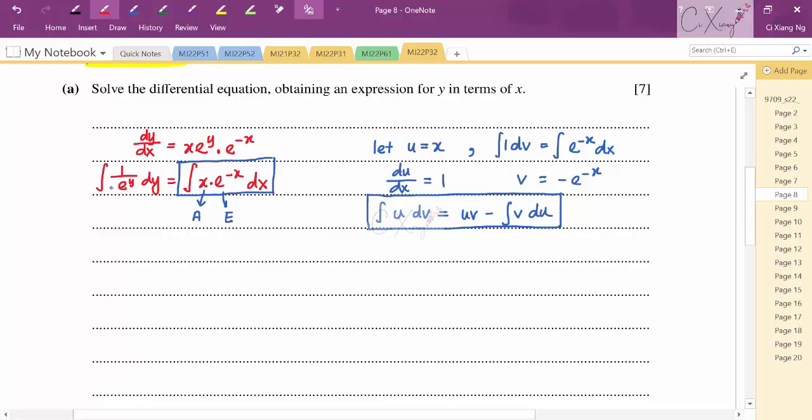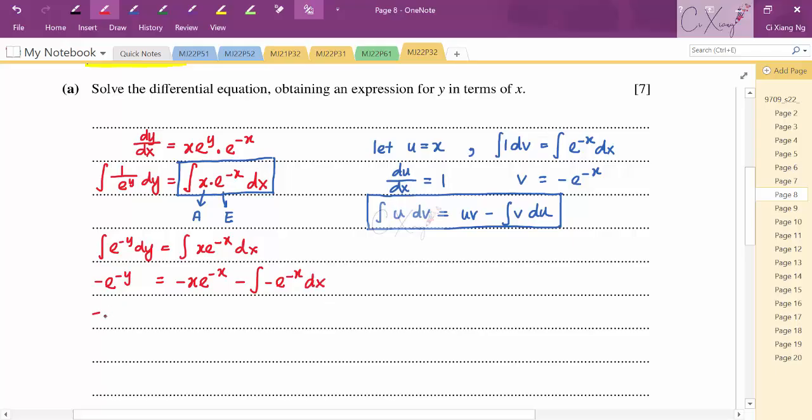So let's start now. When I integrate e negative y, I'm having negative e negative y equals, and now I apply the integration by parts formula. So uv: u is x, v is negative e power negative x, so uv will be negative x e power negative x. Then minus the integral of v du. Again, v is negative e negative x, and du is equal to dx, so I put a dx.